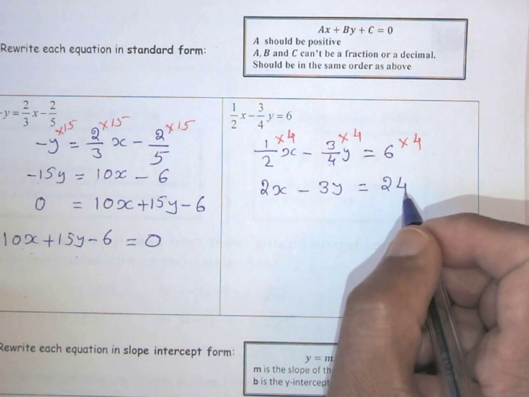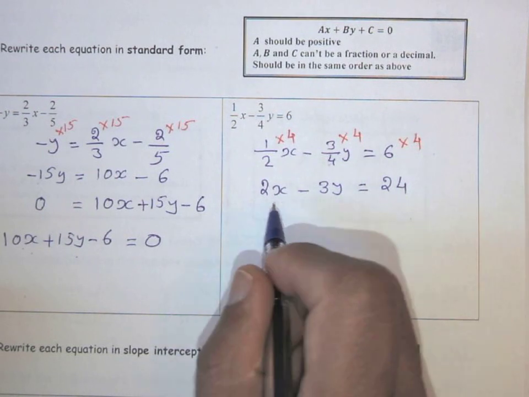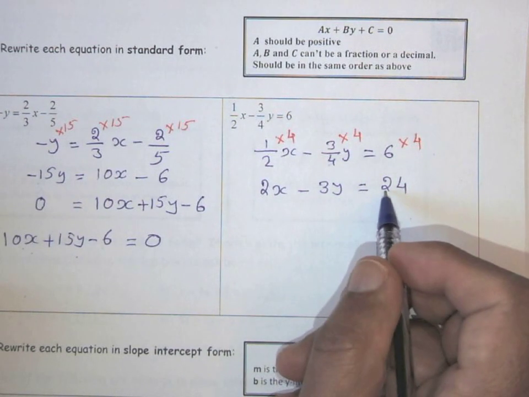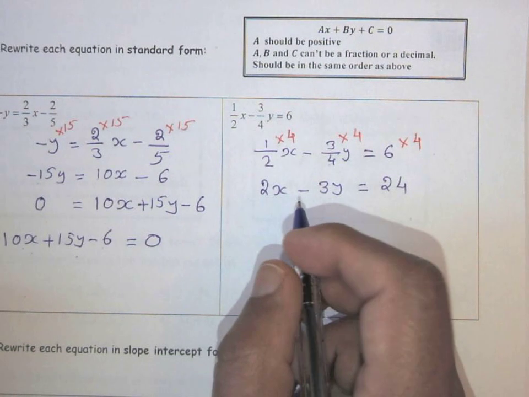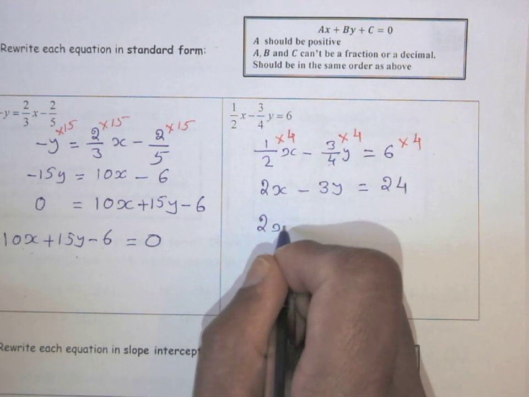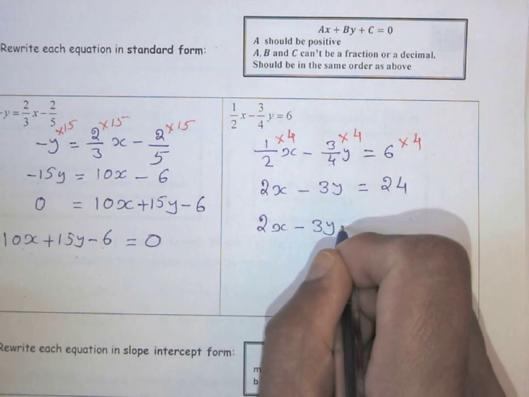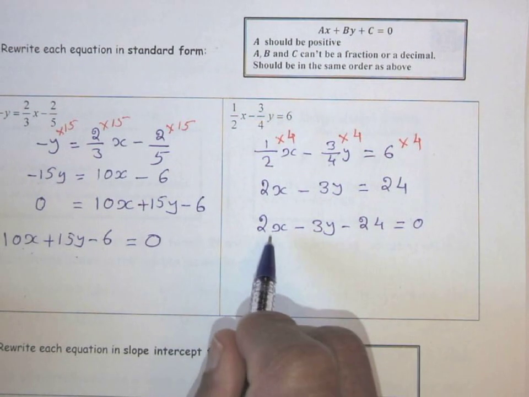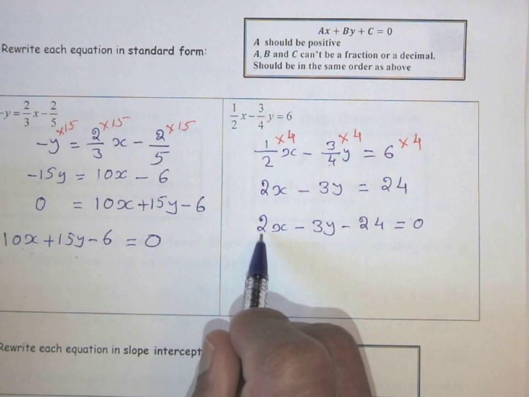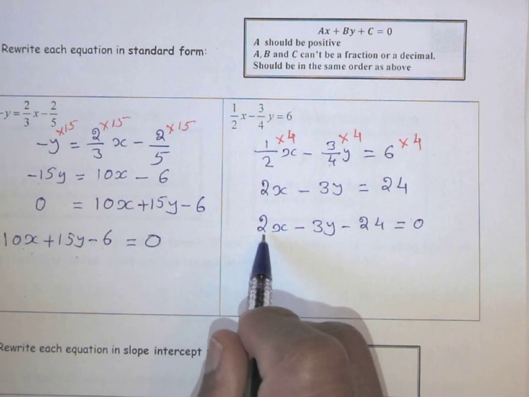So it is better now, and as you see, this 24 is on the right side, so you need to bring it to the left side. Thereby it becomes 2x minus 3y minus 24 equals 0. Now we check it. Is the first term positive? Yes, it is positive.